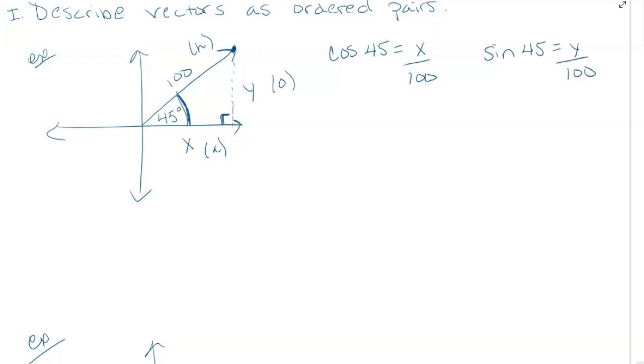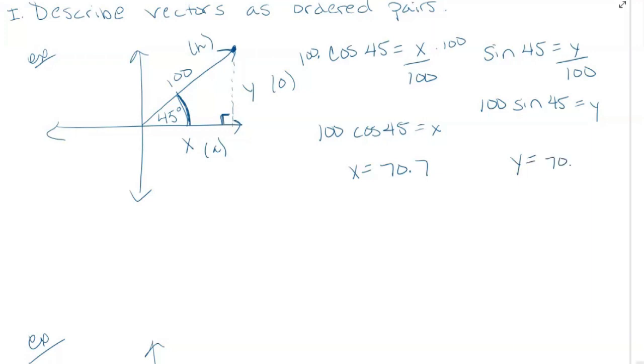Now, in order to be able to solve these, we simply multiply both sides by 100. So I'm going to get 100 cosine 45 equals x. And similarly over here, I'm going to get 100 sine of 45 equals y. Now, if you just put those into your calculator, you can do it even as a single line. And round to the nearest tenth, you should get like 70.7 for your x. And for your y, you should also get 70.7. And so written as an ordered pair, you would get this.